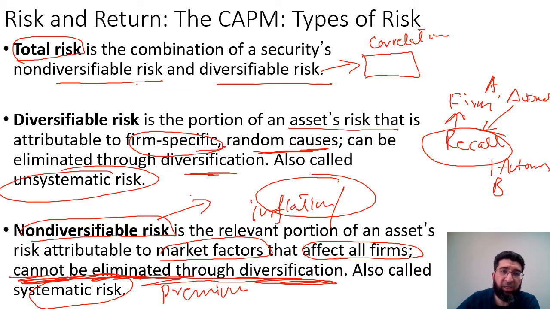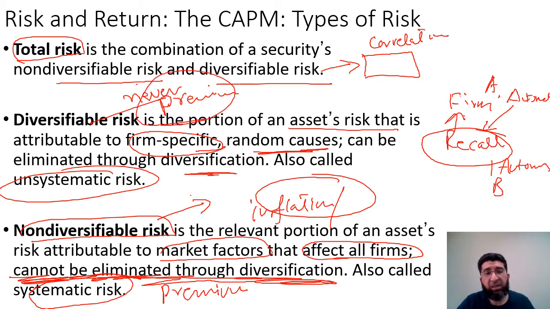The market never pays a premium for diversifiable risk. They will always pay a premium for non-diversifiable risk because this is the risk that you cannot get rid of. However, diversifiable risk you can get rid of by adding other assets with a different correlation structure, and that can be done almost without any cost. So the market will never pay you a premium for diversifiable risk.